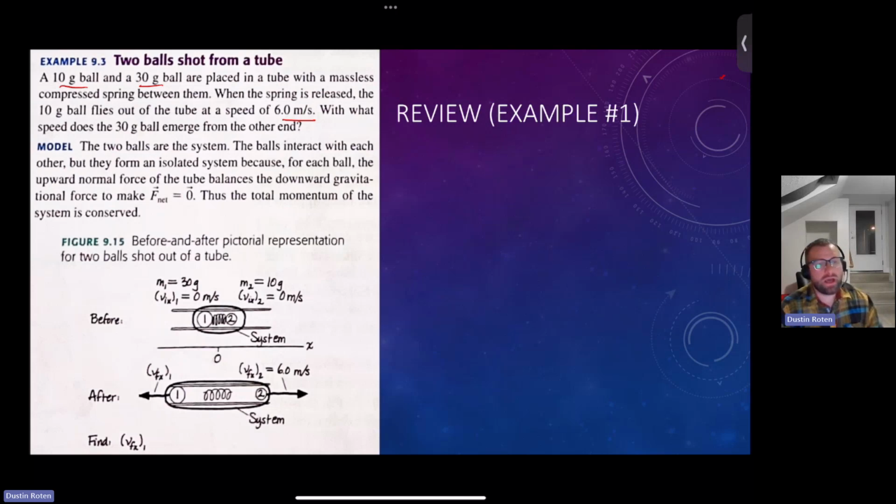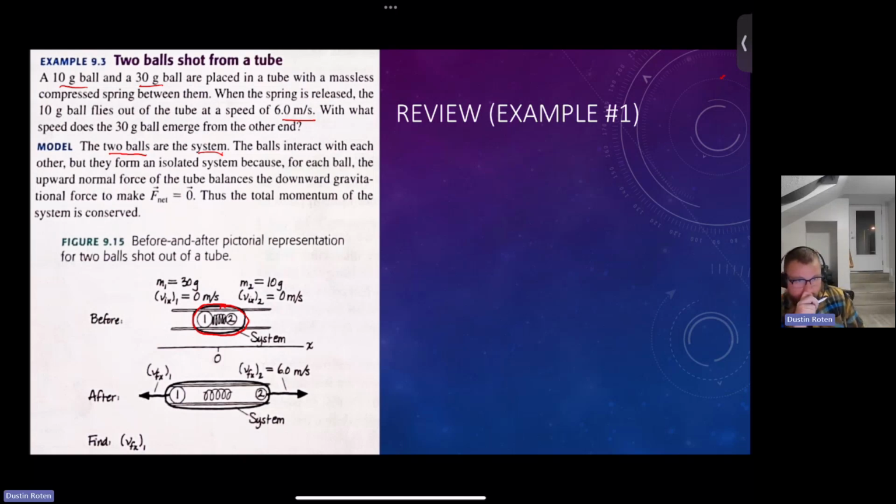All right. So let's think about how we can model this. Let's define the system to be the two balls in this tube. So the two balls are the system. You can see in our figure down here, we've defined that. We've drawn the system.